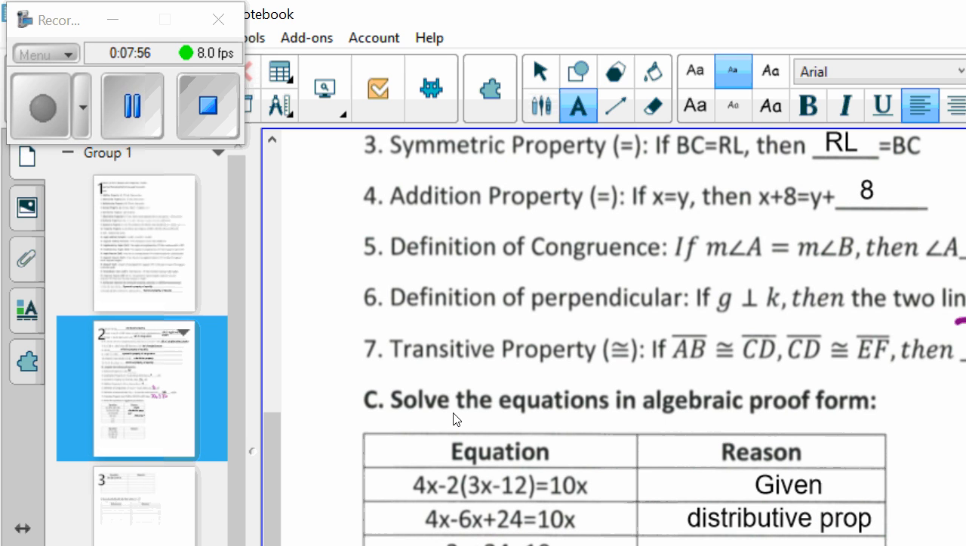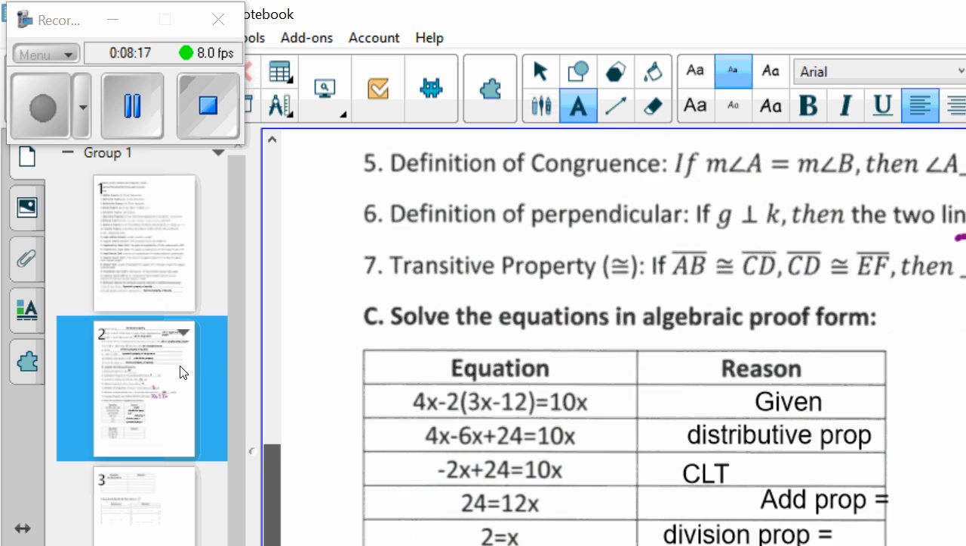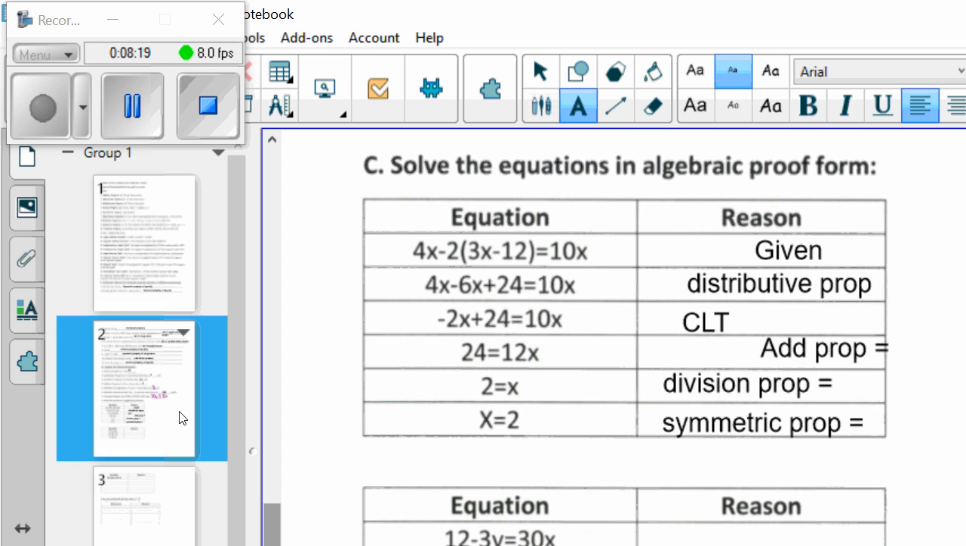The next one, 2 equals x. This is the division property of equality. And finally, x equals 2. So they had to switch the order, and this is the symmetric property of equality. Okay. All right, so now let's look at the next one.